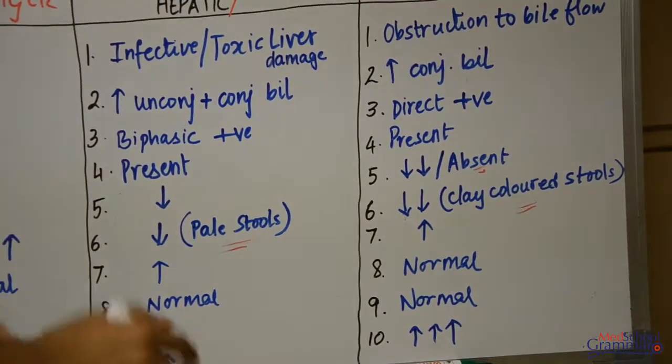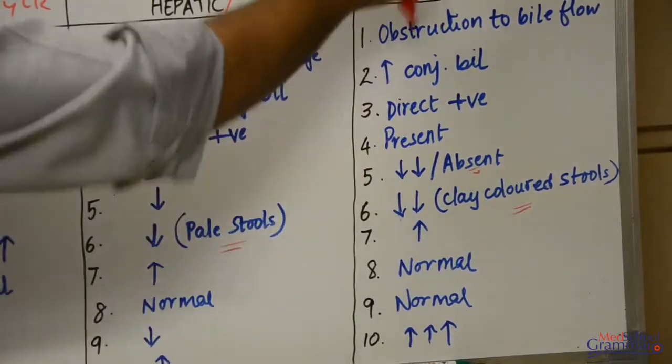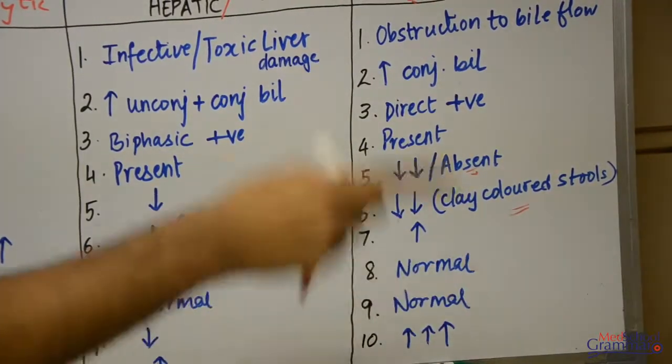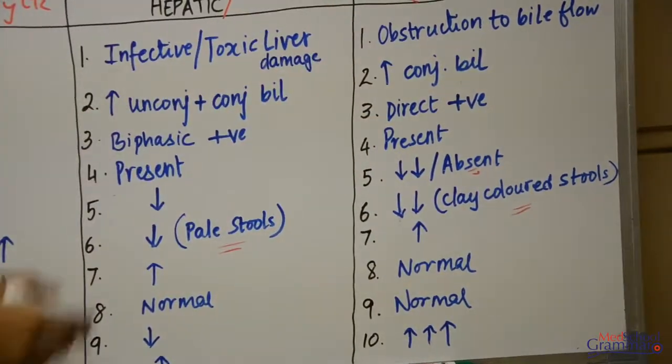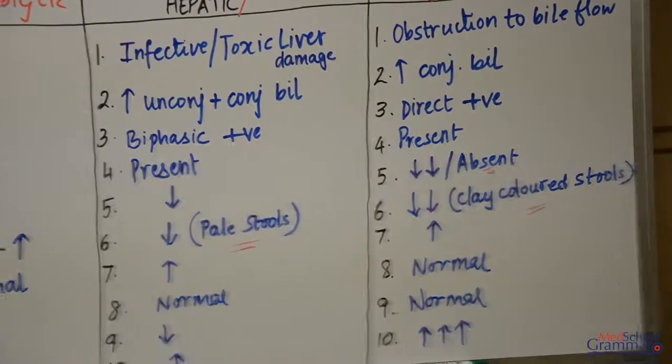Right? It's very simple because here the amount of bile reaching the intestines has reduced. Right? So bilirubin, bile salts, all the things present in the intestines will be reduced. Fat absorption will reduce and fat excretion will increase.